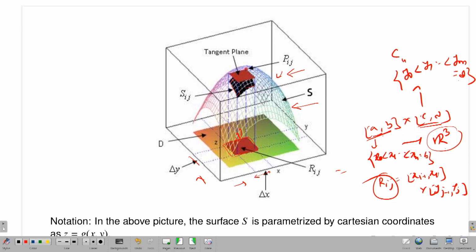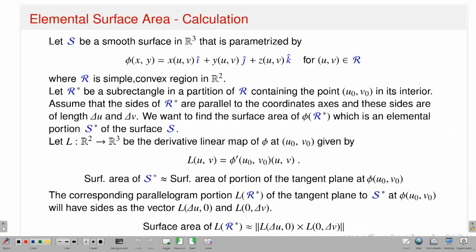Now I want to talk about what is called the small portion of the surface, that means d sigma, and then how to calculate my scalar surface integral. Okay, so I have written the notations. In the above picture, the surface is parameterized in Cartesian coordinates as z is equal to g(x, y). So that's the kind of surface in the Cartesian coordinate system, and the corresponding surface is like that. Okay, so if I have that, now look at the next slides.